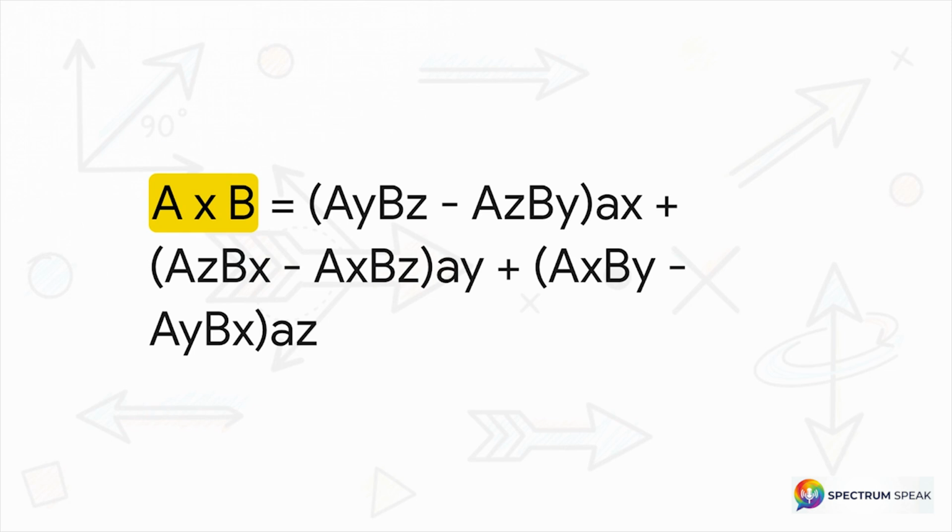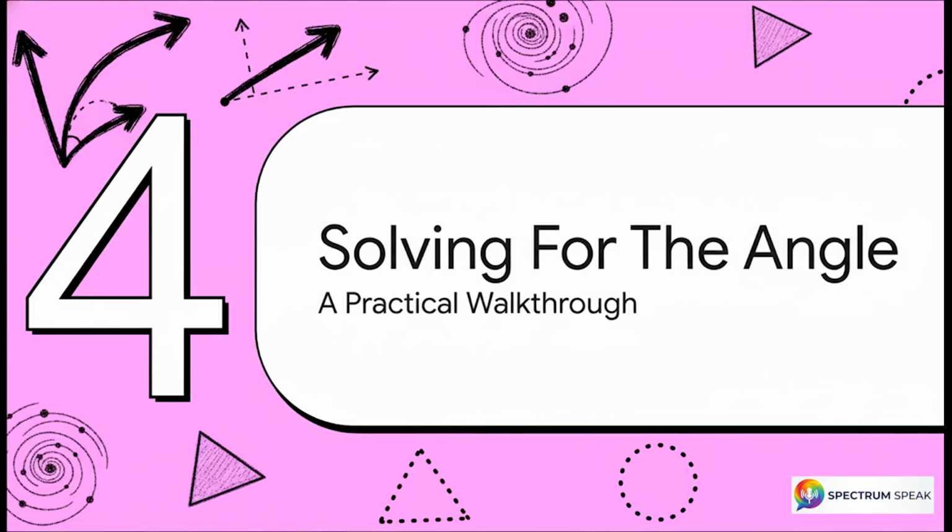And listen, do not try to memorize this formula. Seriously, just understand that it's a step-by-step process of multiplying and subtracting that gives you the precise components of your brand new perpendicular vector. All right, enough theory. Let's put this stuff to work with a real example. We're going to use the dot product to solve a really common problem, finding the angle between two vectors.